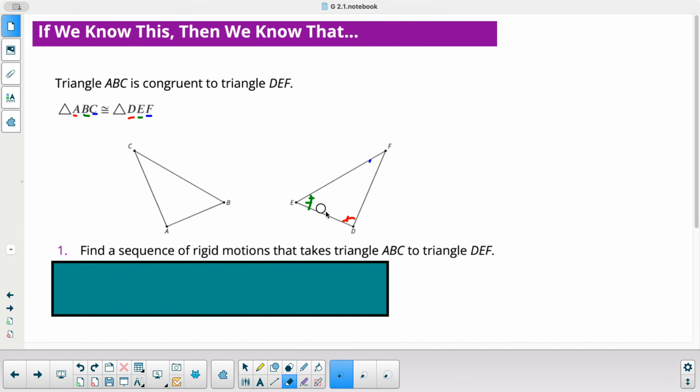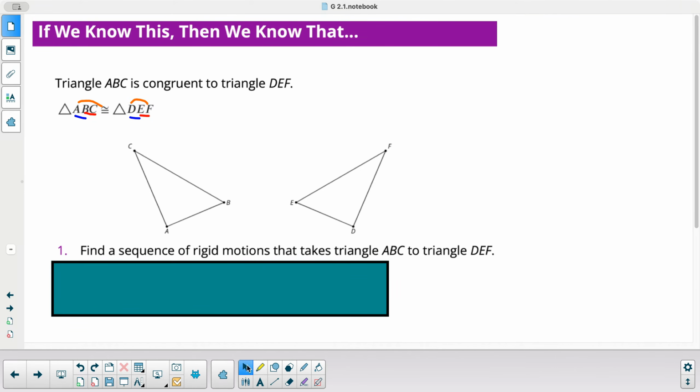And same thing with sides. If you look at the sides, AB is going to be congruent to DE. And if you look here, here's AB, here's DE. BC is congruent to EF. And then the last one would be DF and AC. So let me use a different color. Whoops. So here's my DF and here's my AC. So AC, DF, those match up.